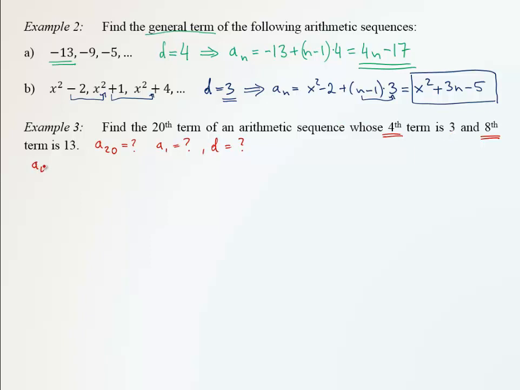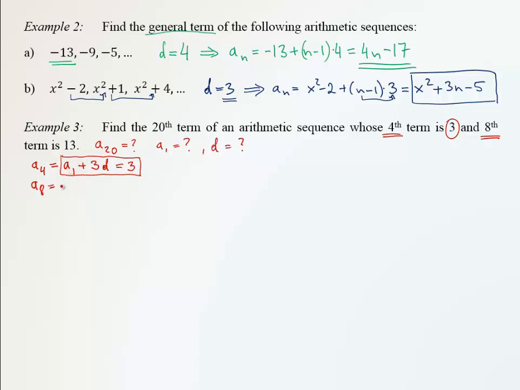a4 is a1, which we don't know, plus 4 minus 1, which is 3, times d. However, on the other hand, the question gives us the information that a4 is 3, so this expression is equal to 3. We have the first equation that relates a1 and d. Since we have two unknowns, we need another equation in order to solve for them. The other equation will come from the second piece of information. a8 is 13.